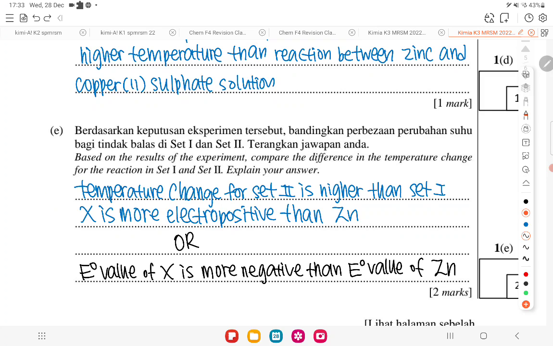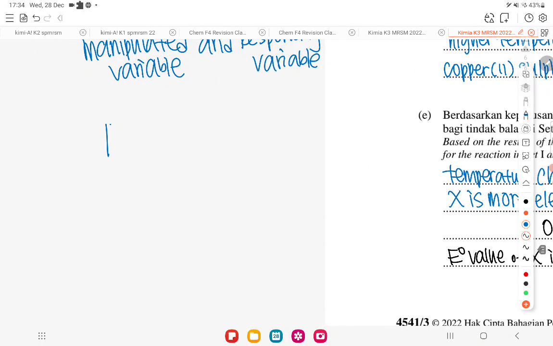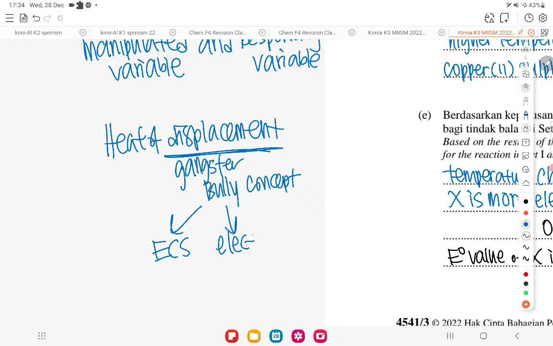Then the next one, you must be able to explain. Explanation is another 1 mark, and this is where a lot of students always have some issue. How to explain? This experiment is about heat of displacement. When you want to explain displacement, you must know your electrochemical series concept. To explain this concept, you can use the ECS, or you can use the electrode potential value, which is E0.